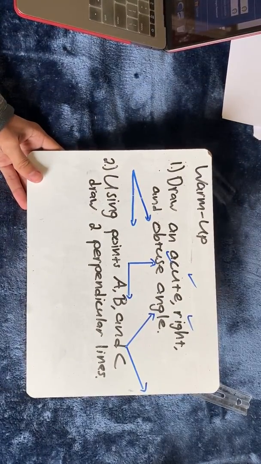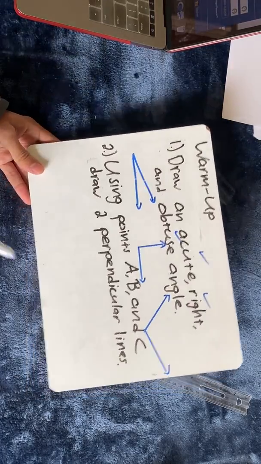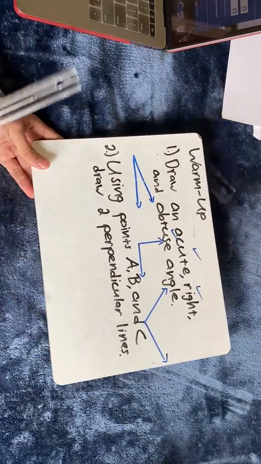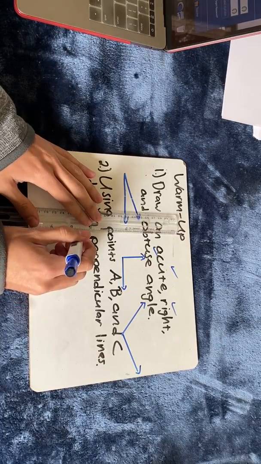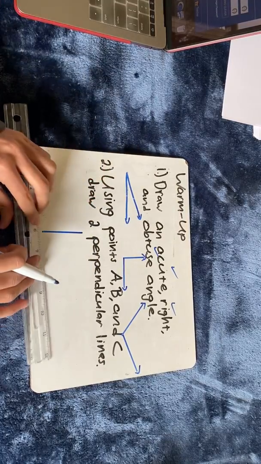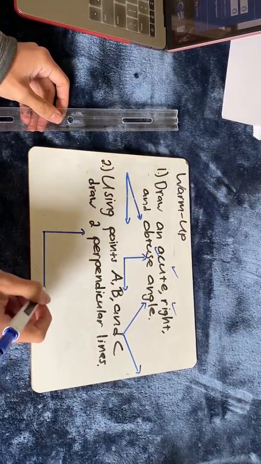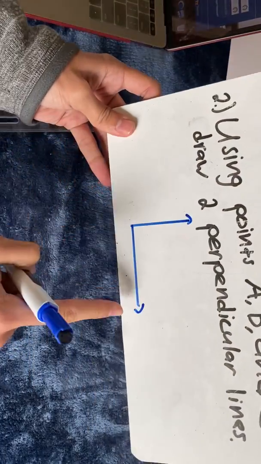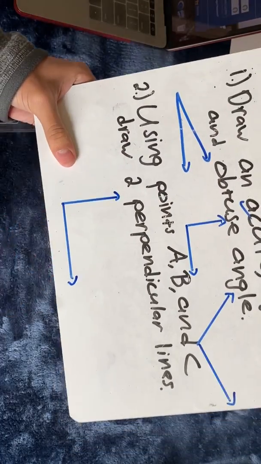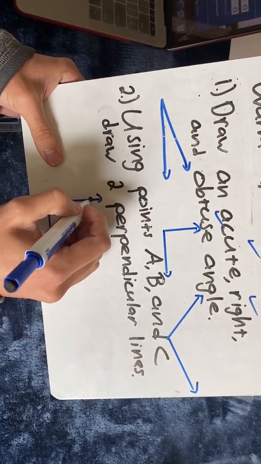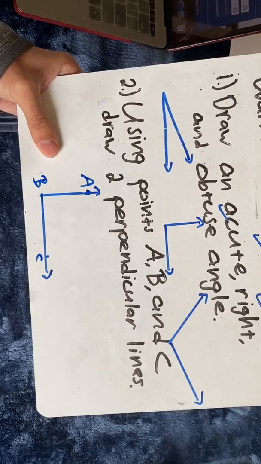Number 2, using points A, B, and C, draw 2 perpendicular lines. We learned about perpendicular lines yesterday. What are perpendicular lines? Exactly, perpendicular lines are just 2 lines that make a right angle. So that right there is a perpendicular line, because these 2 lines are meeting and forming a right angle, a perfect L. And all it says now is to add points A, B, and C. And that's it, we're done.